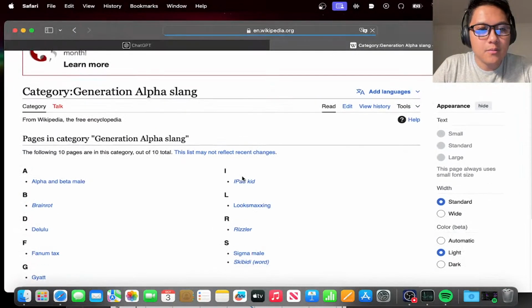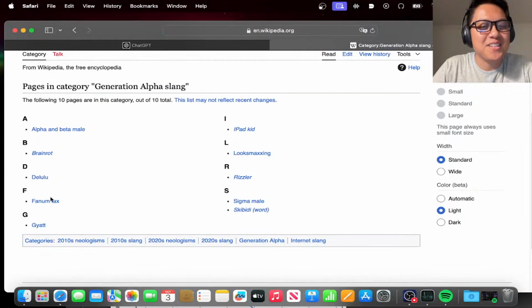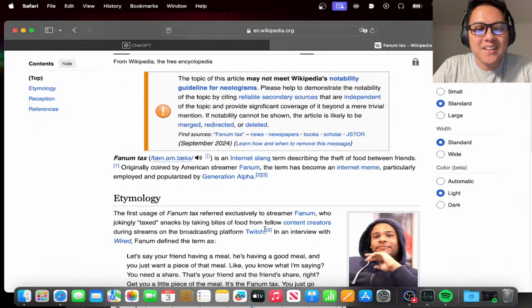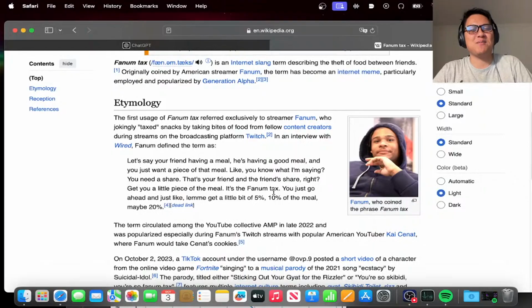Okay, here we go. No, Delulu brain rot, Sigma male, Skibidi Giat. What does actually Phantom Tax mean again? Internet slang describing the theft of food between friends. Oh, Phantom's an actual guy? Oh, I didn't know. Shows how much I'm out of touch with the youth these days.